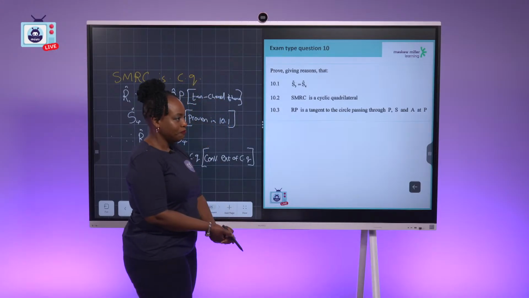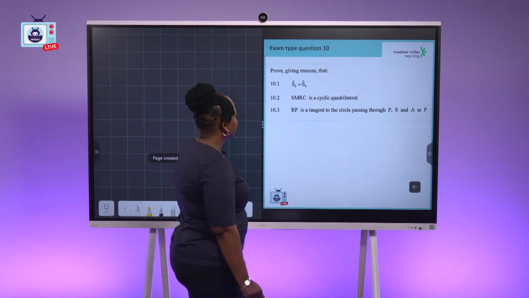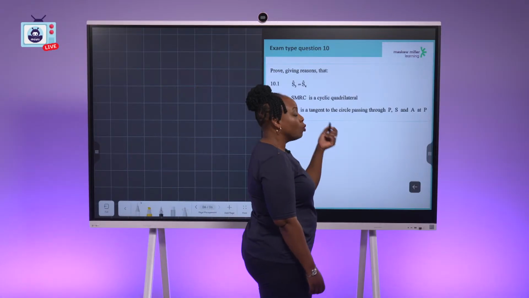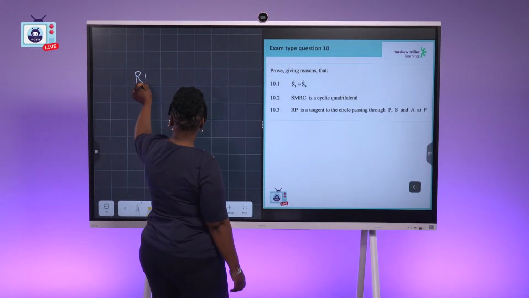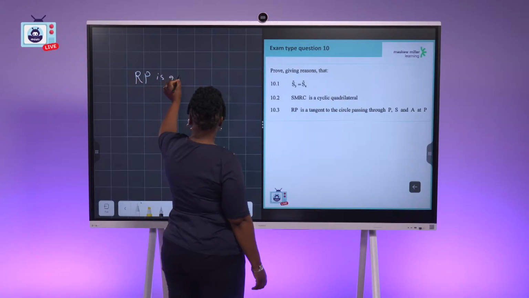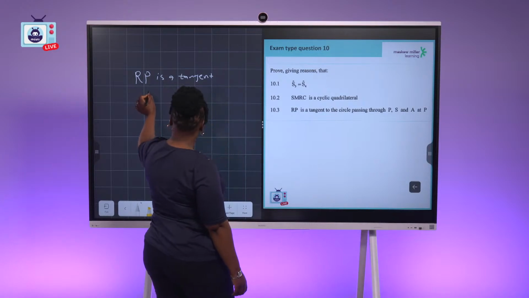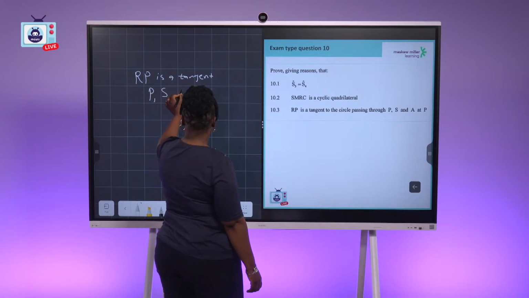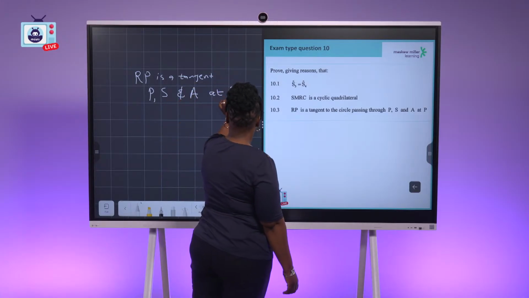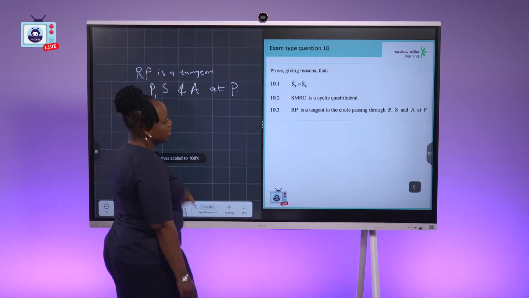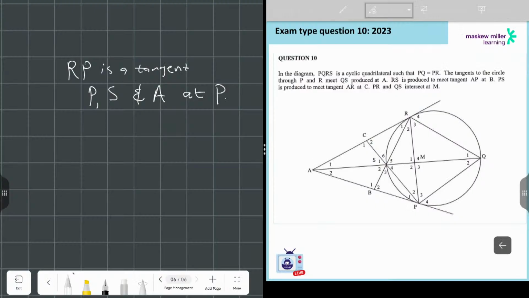All right. Then the third one says RP is a tangent. So we want to prove that RP is the tangent. Let's write it down so we can come back to it. RP is a tangent which has to pass through what? P, S, and A. Where? At P. So this is just for our notes. Okay, let's go back to the diagram. And then we label that.